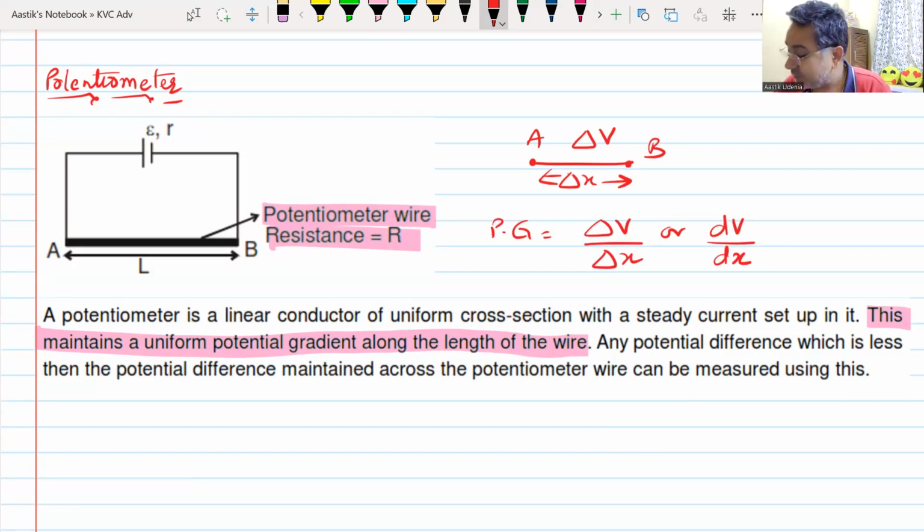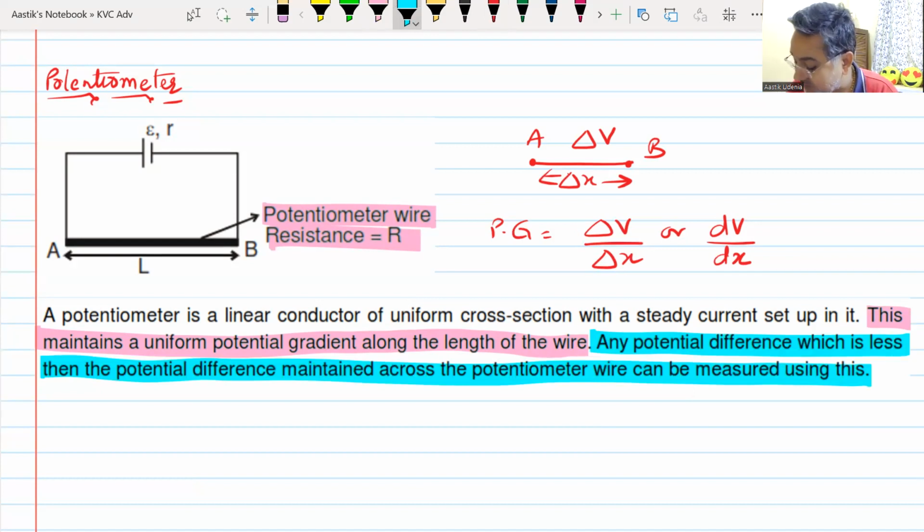Potential gradient is constant. Therefore, any potential difference which is less than the potential difference between A and B can be measured using this potentiometer wire. Do we understand this? Any potential difference which is less than the potential difference across the wire can be measured using this. So any potential difference can be measured using this potentiometer wire.